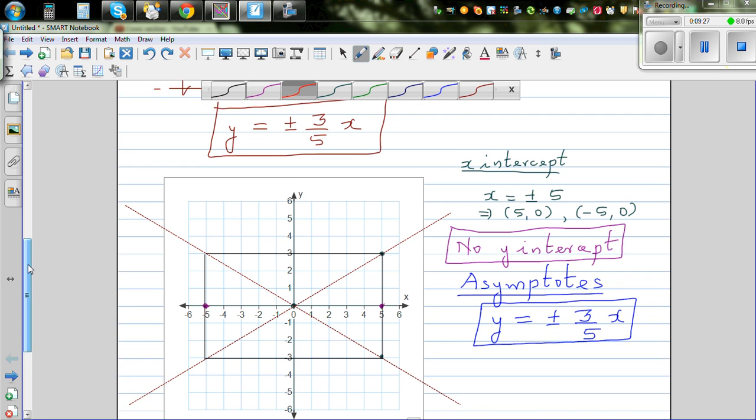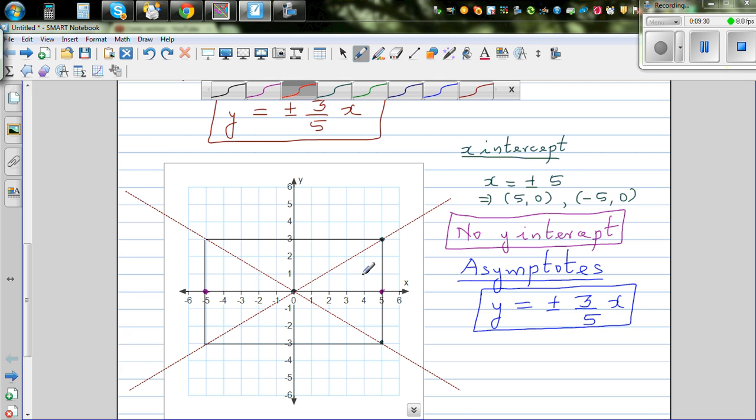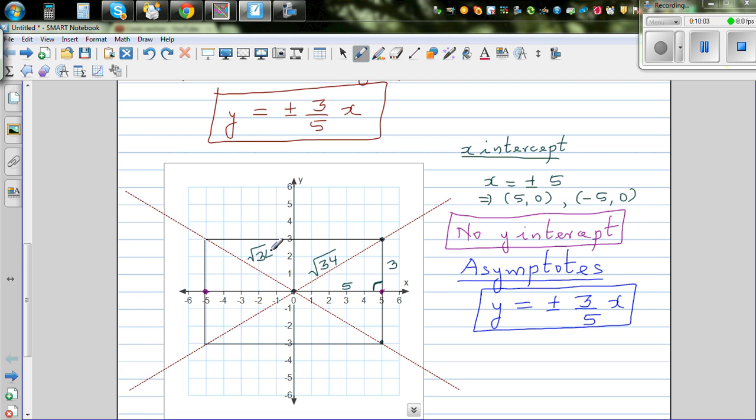Now when you compare with your standard equation, this is 5, this is 5, and this is 3. That means this would be the square root of 25 plus 9. So this length, using Pythagoras, is the square root of 25 plus 9, which is the square root of 34. This will also be the square root of 34, and the square root of 34 is the focal length.